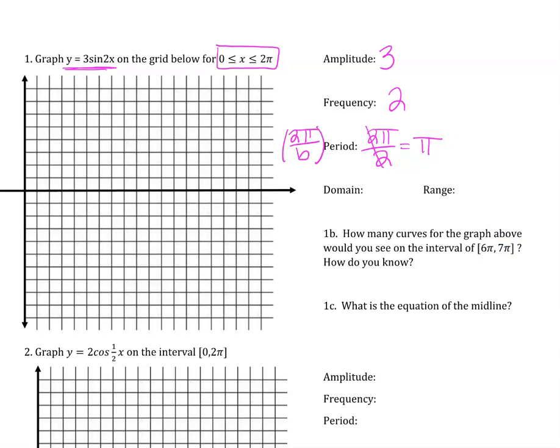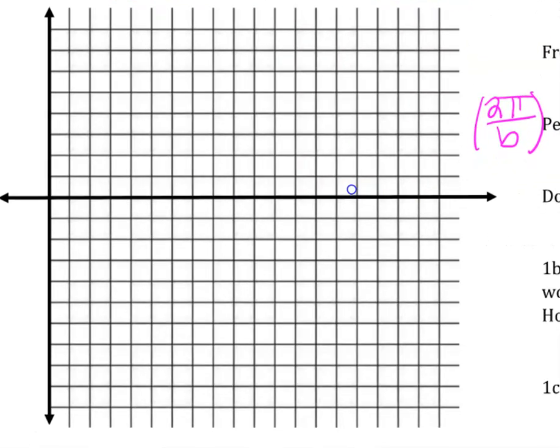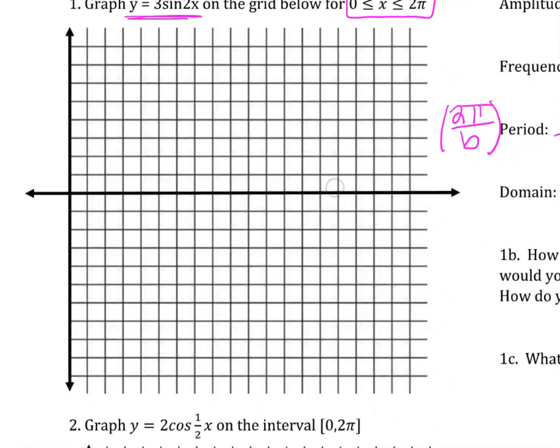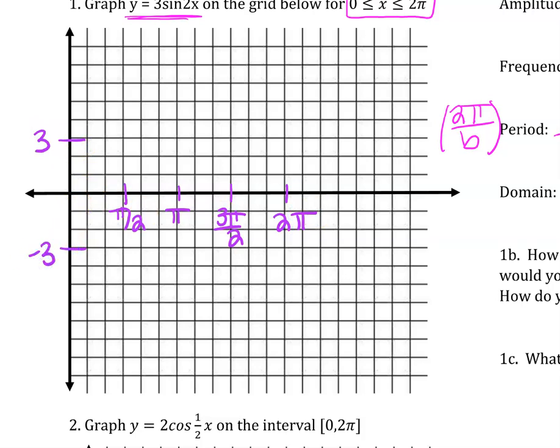All right, so let's set up our axes. I'm going to zoom in a little bit because, again, I'm on a tablet, so it's a little bit harder to do. So 1, 2, 3. Every 3 boxes is pi over 2. Okay, and I know I need to go to 3 for my amplitude, so just make sure we're labeling.